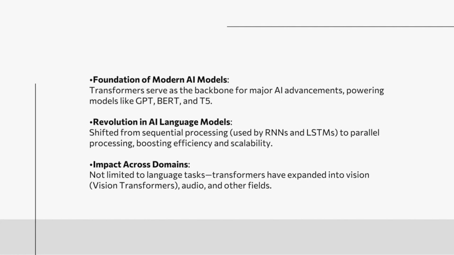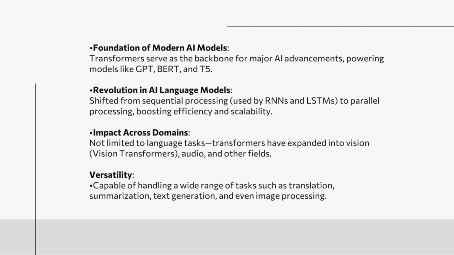The influence of transformers isn't just limited to text. They have expanded to other domains, including computer vision through vision transformers and even into audio processing. Their versatility allows them to be applied to various tasks such as language translation, summarization, text generation, and even image analysis, making them one of the most powerful tools in modern AI. Transformers have revolutionized AI not just in terms of performance but also in terms of their ability to handle a wider range of applications across multiple fields, making them indispensable in today's AI landscape.